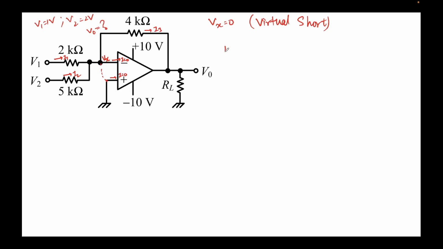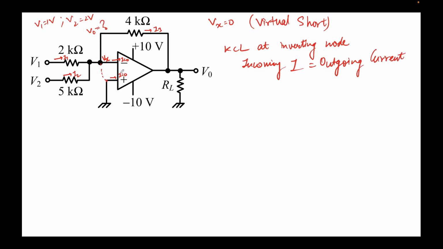So let's apply Kirchhoff's current law at the inverting node. What does KCL say? That incoming current should be equal to outgoing current. So what's the incoming current at this node? This is I1 plus another incoming current I2. The outgoing current is I plus I3. Note that in an ideal op-amp, I is 0. So we get I3 equal to I1 plus I2.